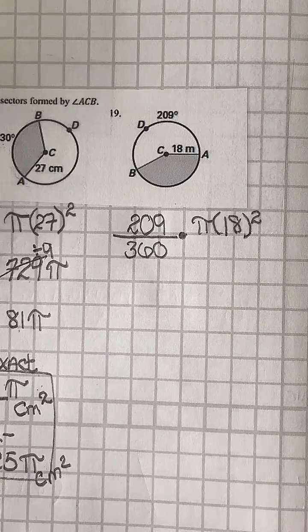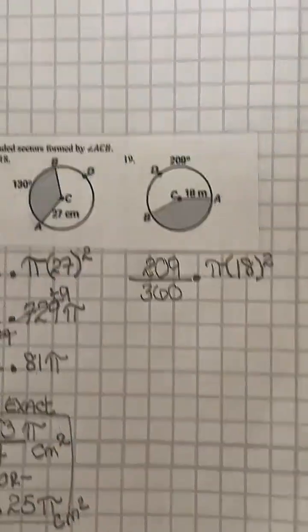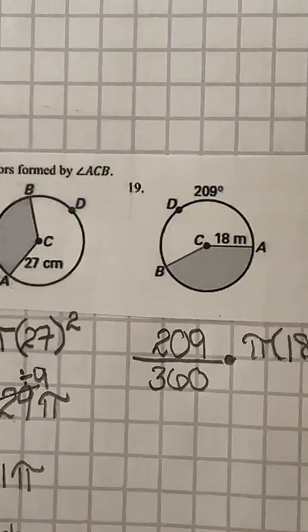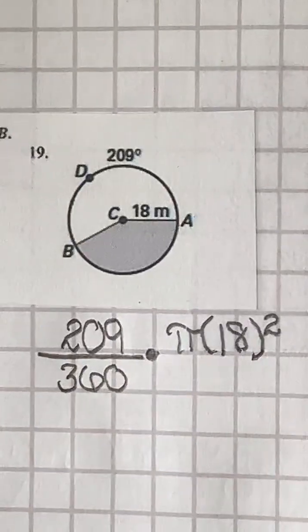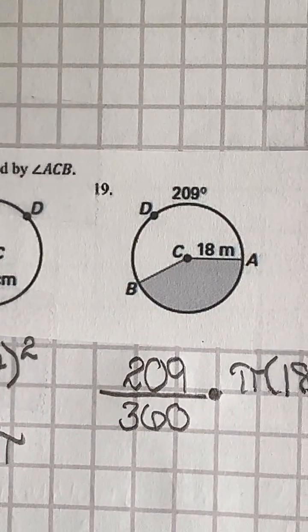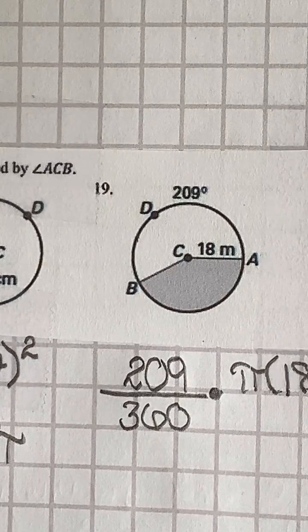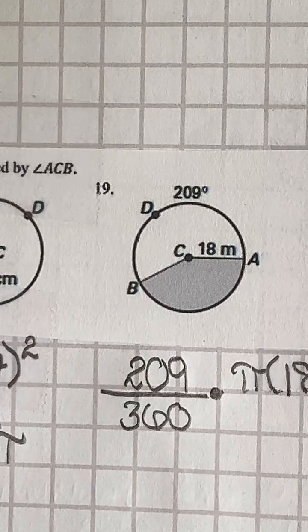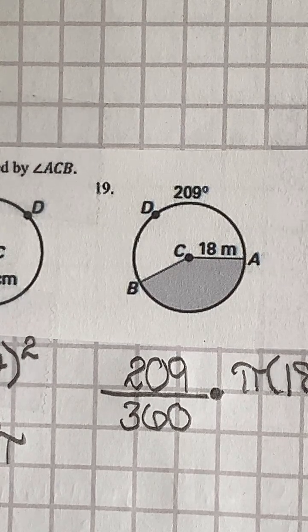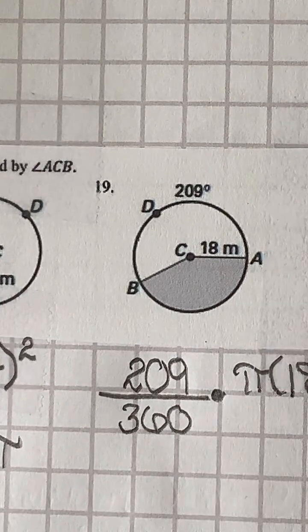About 19. Oh, 209. Yeah, 209 will be your angle or your arc measure.